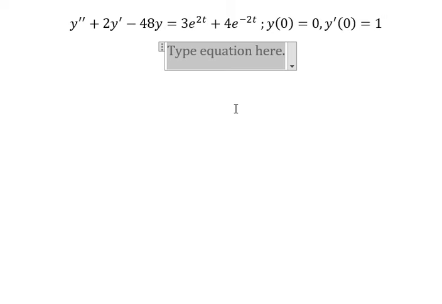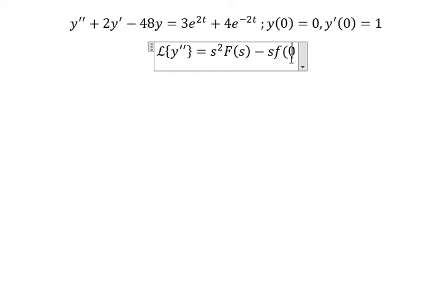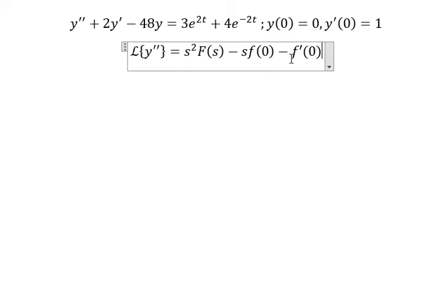So we applied the formula in here. So we have Laplace for second derivative of y. We have s squared capital F of s minus s times f of 0. Later on we need to minus first derivative of f at number 0.